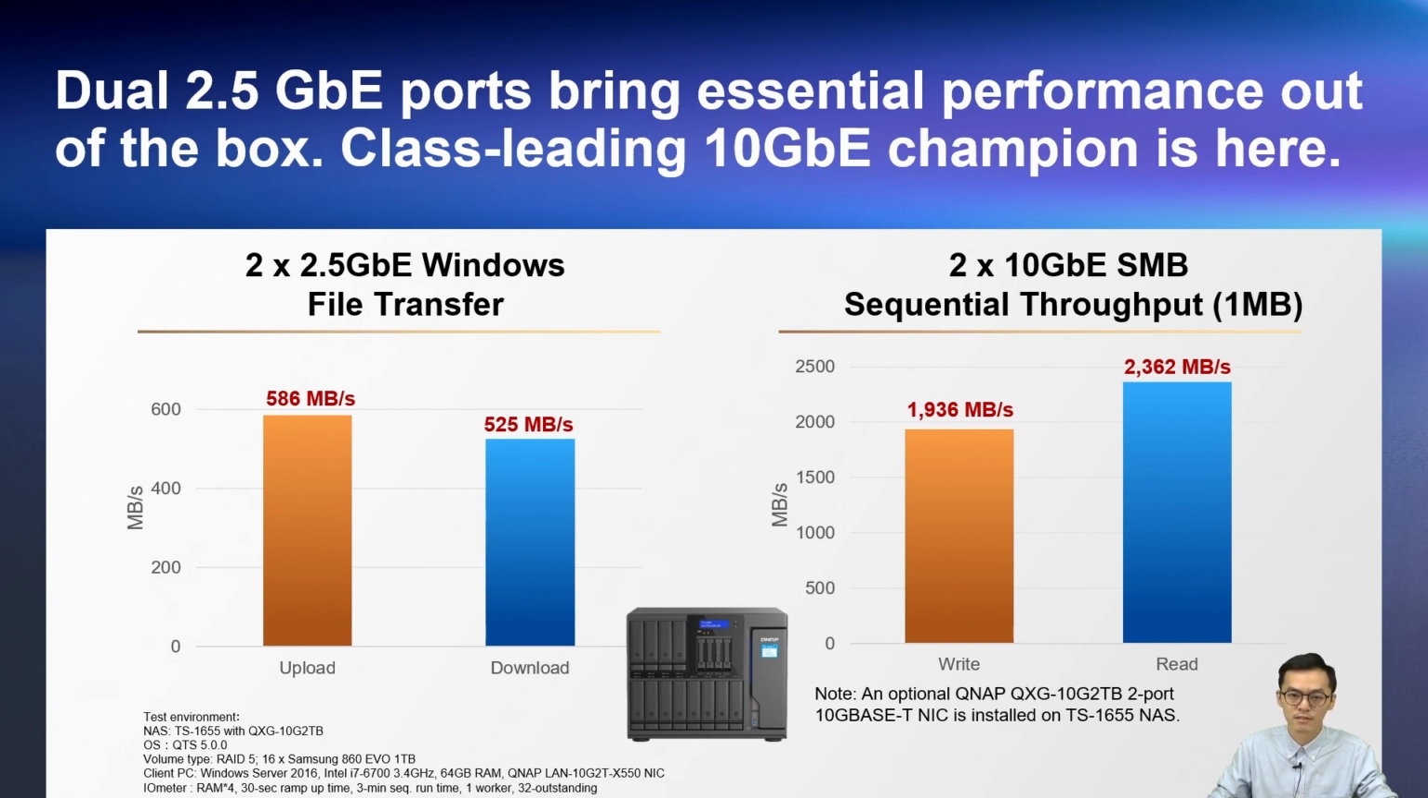to provide 2 10 gigabit Ethernet transmission also. So you can see that on the right we have the performance data of TS-1655 with QSG 10 gig 2 TB. You can see that the write performance is 1936 megabytes per second, and for read performance we have 2362.